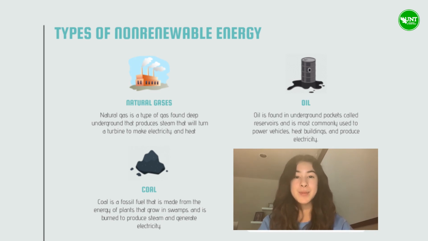The three main types of fossil fuels, and the ones that we're going to be talking about today, are natural gas, oil, and coal. Natural gas is used in homes for heat and to cook up your pasta. Oil is a liquid fossil fuel that is used for gasoline to power cars and generate heat. Coal is a solid fossil fuel which is burned to produce heat and generate electricity.